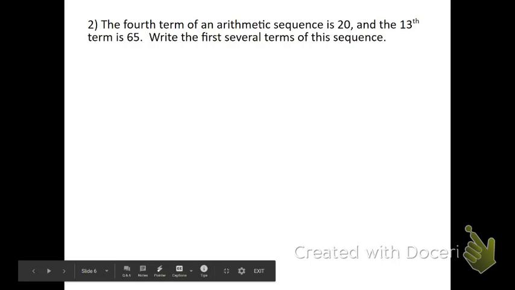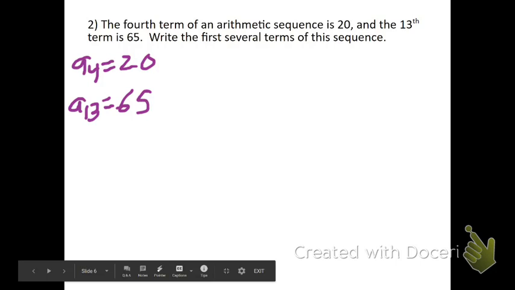Okay, here's a second example. Now we're not given the first term and the common difference. Here we're given the fourth term of an arithmetic sequence, that's 20. So we know a sub 4 is equal to 20, and also the 13th term is equal to 65. When you're given two random terms like this, there are different ways to do it.